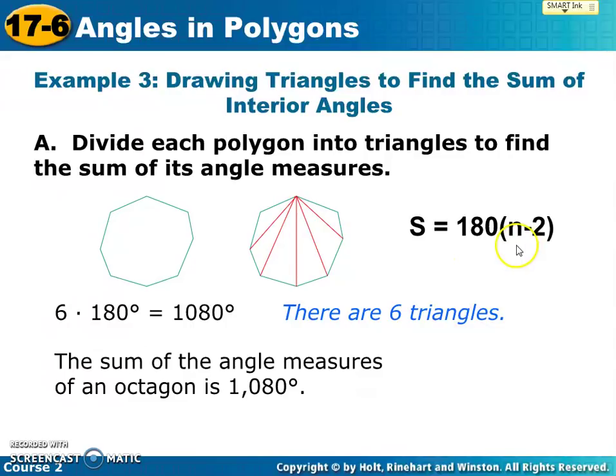So in an octagon, there are 8 sides, so 8 minus 2 is 6, and then we take 6 times 180. So 8 minus 2 gave us 6. How many triangles did we make? 6. So it makes sense. And then we know that a triangle is 180 degrees.